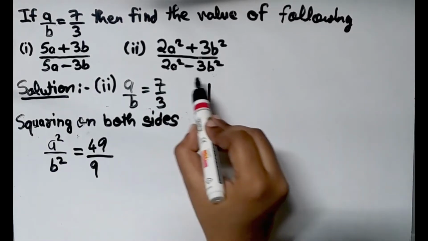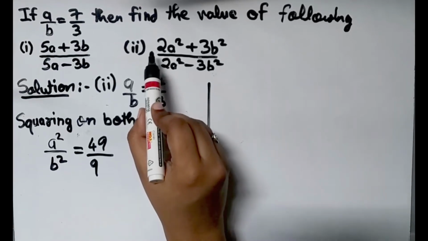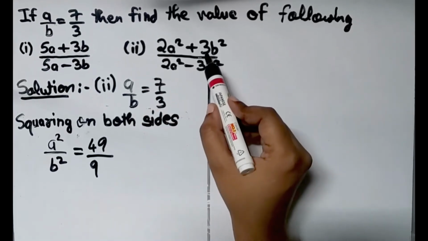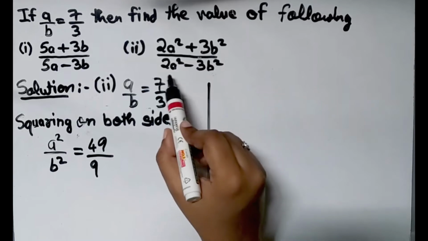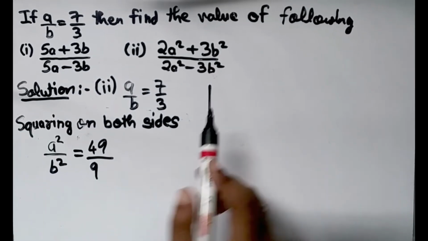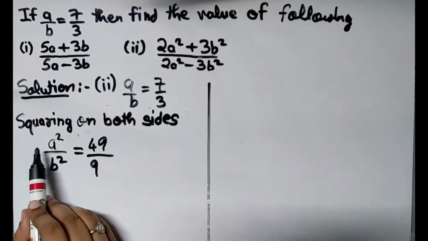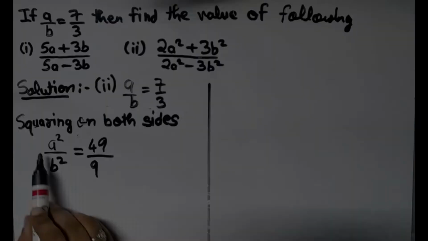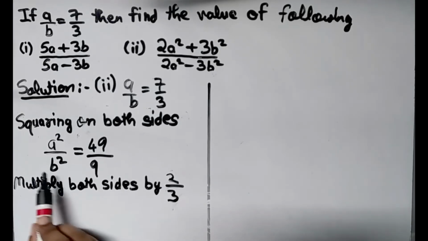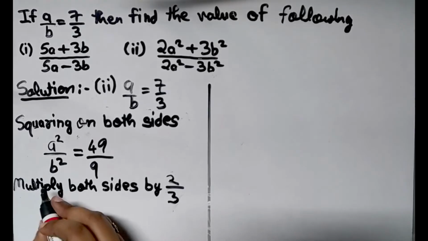See, we have to find the value of this ratio. Here the coefficient of a square is 2 and the coefficient of b square is 3. Right. So what we will do, like the first example what we have done, here we will multiply both sides by 2 upon 3. This equation we will multiply both sides by 2 upon 3. So what we will get?